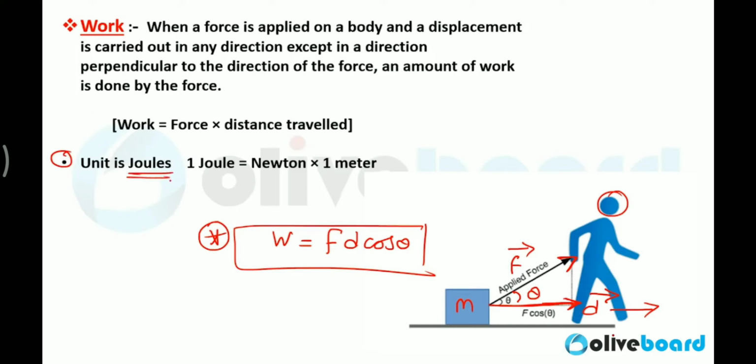And what is the unit of work? The unit of work is joule. 1 joule is equal to 1 Newton into 1 meter, which means F into D, basically a normal product.